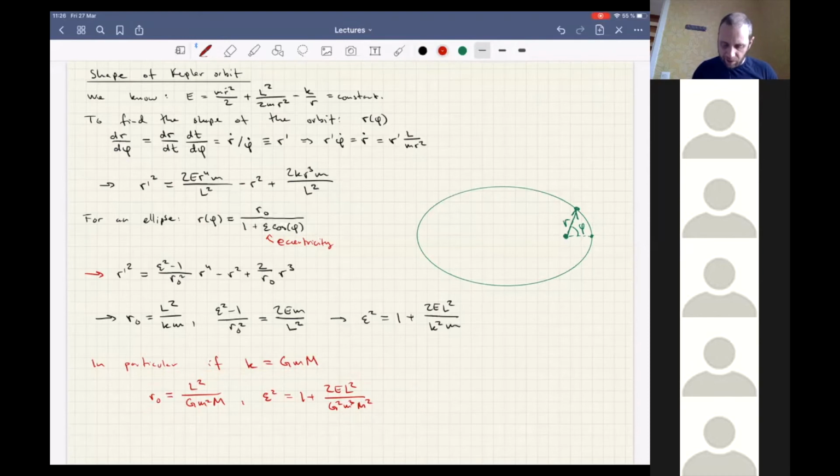But the main conclusion here is that the orbits here are ellipses for E smaller than 0. And that's exactly the statement of Kepler's first law. So that's Kepler's first law. Any questions on that so far?